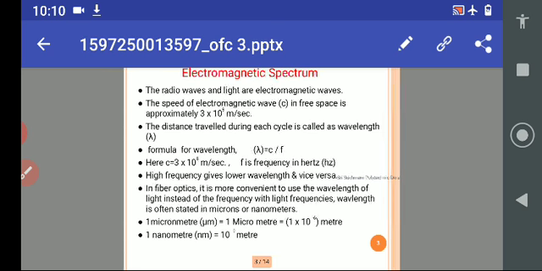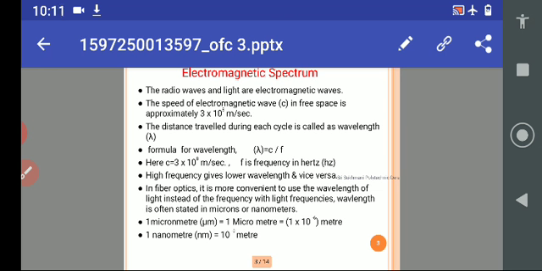We know that light is basically an electromagnetic wave. The speed of electromagnetic waves in free space is 3 x 10^8 meters per second. There is a parameter known as wavelength. The distance between two peaks, the distance between two cycles, is known as the wavelength. So the distance traveled during each cycle is the wavelength. Basically it is measured in meters.